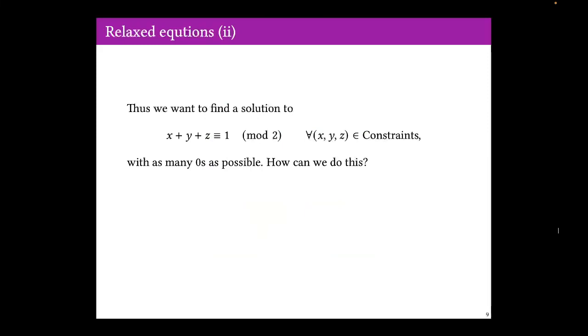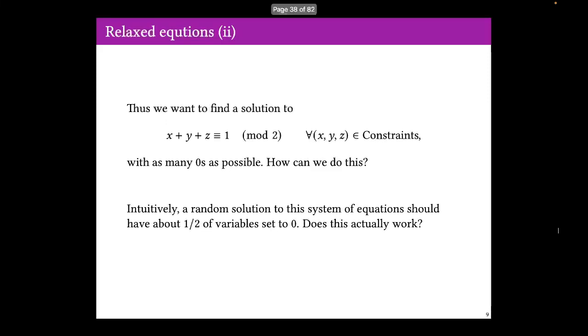So our goal, therefore, is to find a solution to this system of relaxed equations that sets as many variables as possible to 0. That's so that we color as many things as possible at each step. How can we do this? Intuitively, you should think that a random solution to the system of equations should set about half of the variables to 0. Because you know, it's either 0 or it's 1. Half of the time it's 0, half of the time it's 1.